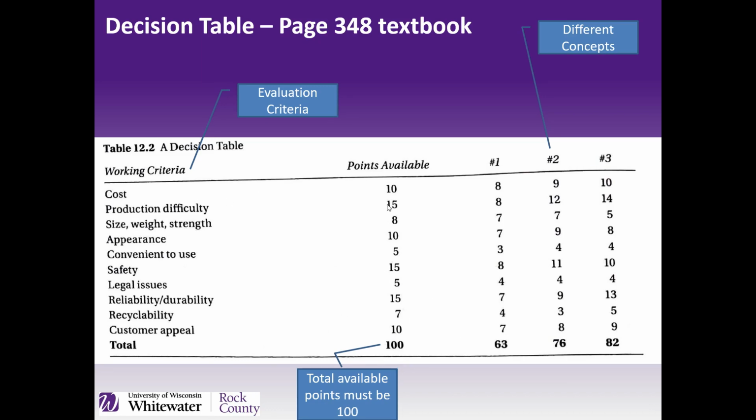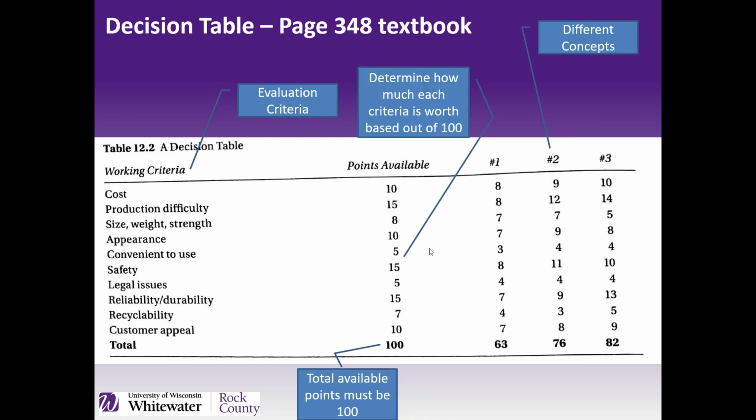So cost in this case is 10, production difficulty is 15, safety is 15, reliability is 15, right? And then we have some lower ones, convenient to use and legal issues, which are lower on our points value. But it all adds up to 100. Then what we do, after we've decided which criteria has a certain weight, and we base this also off of our problem statement that we had in the beginning.